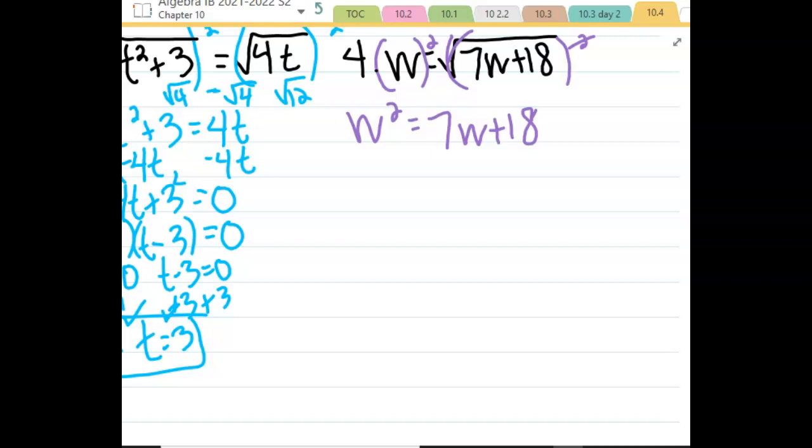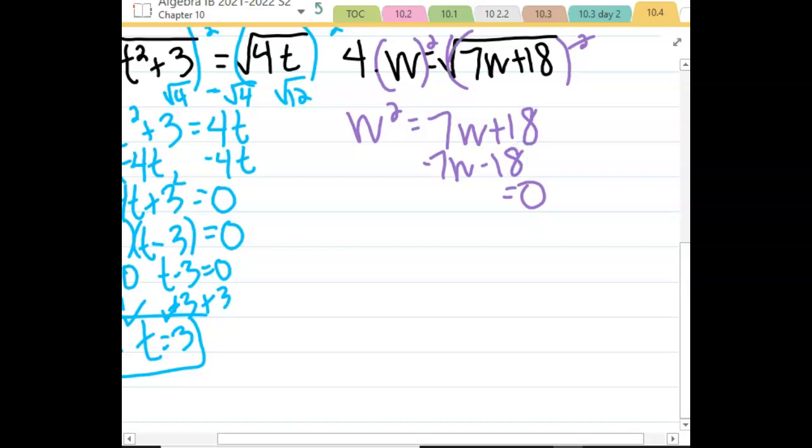Now I see that I have a w squared, which means how am I going to solve this? I have to solve it by factoring, which means it has to be set equal to 0. Also remember that your square term needs to be positive. It's already positive, so that w squared is going to stay. So you need to move both of these terms over to the other side. So we're going to subtract 7w and subtract 18. So w squared minus 7w minus 18.